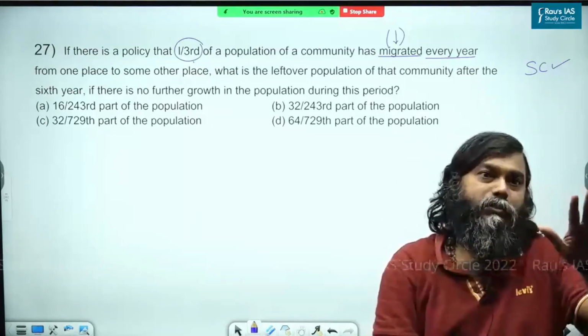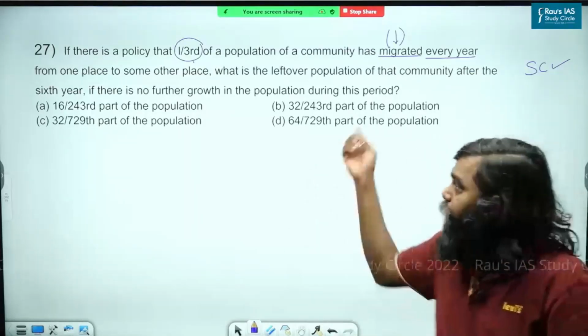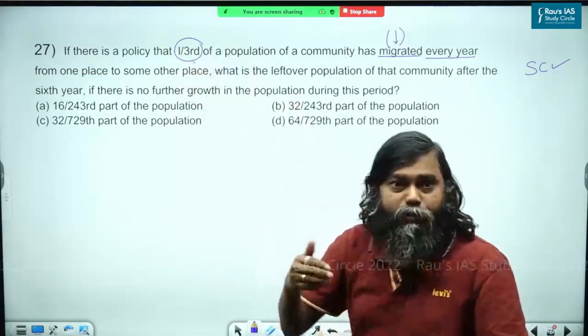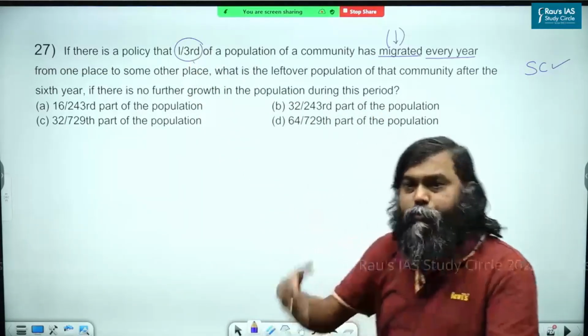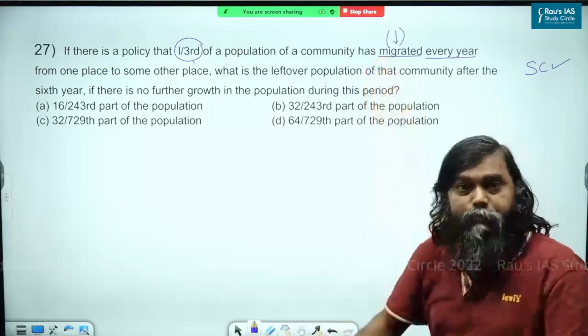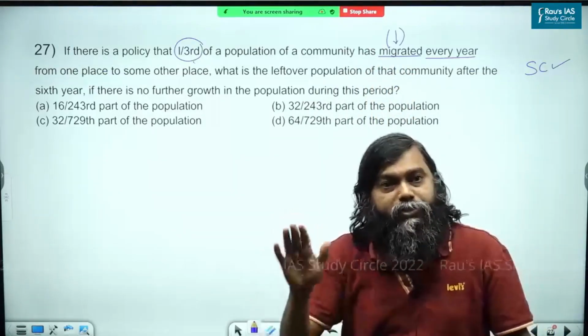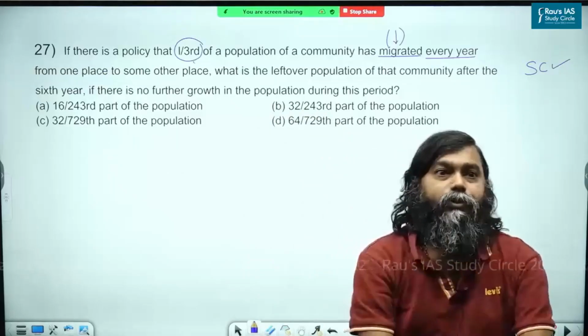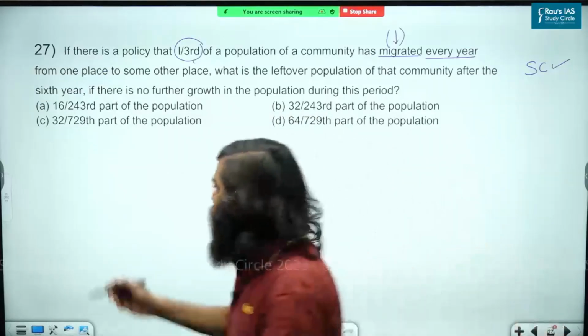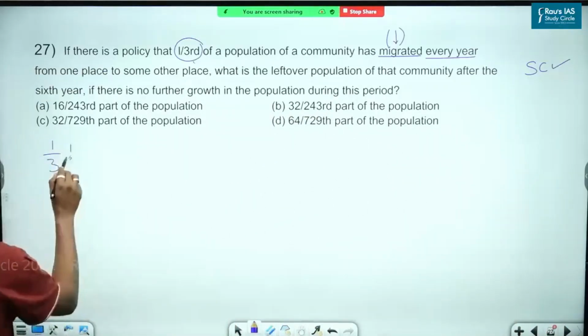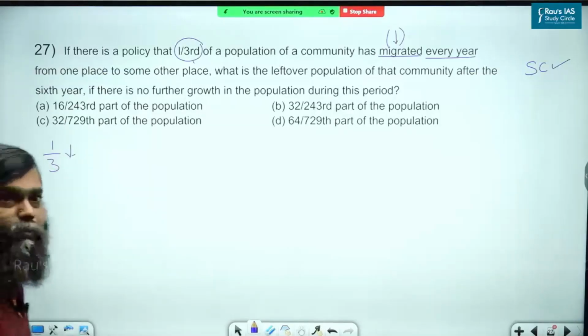Now, every year 1/3, the numerical values are the same. Every year migrating, the direction is the same. That means we can solve this question by generalization also. What is the meaning? 1/3 decreasing every year.